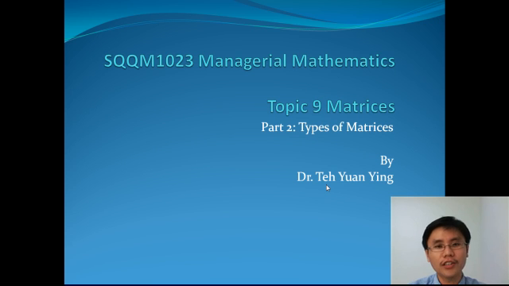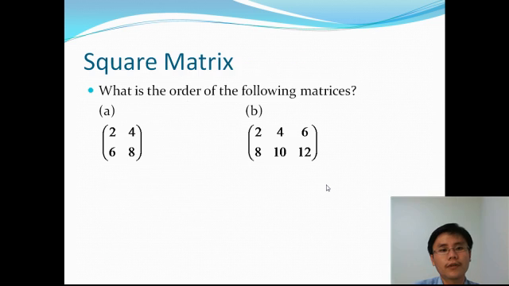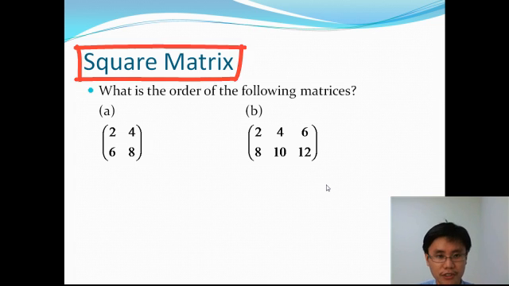In this video session, you are going to identify the structure of some matrices and then determine the types of these matrices. At the end of this lesson, you should be able to determine the following matrices: square matrix, column matrix, row matrix, diagonal matrix, upper triangular matrix, lower triangular matrix, identity matrix, and null matrix. The very first matrix that we are going to determine is square matrix.